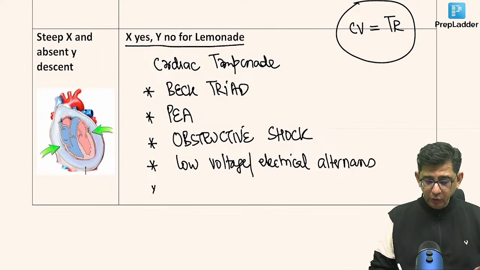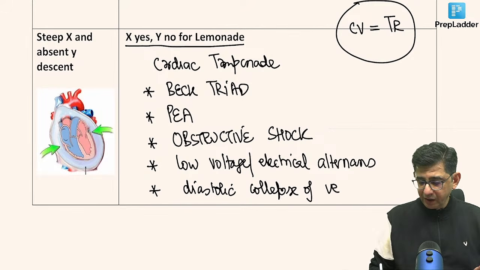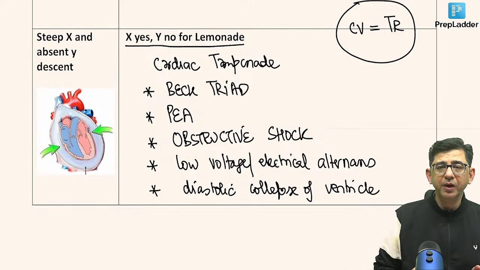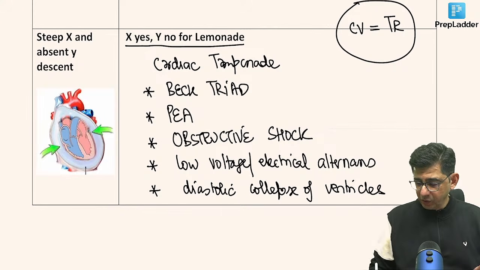So for echo, what will he write? Diastolic collapse of the ventricles. For echocardiography, the report given here is diastolic collapse of the ventricles. That's again an important aspect, that the ventricles are not getting filled with blood, but instead of writing the words impaired Y descent, he can write the words diastolic collapse of ventricles, which is a good pickup point in a question.